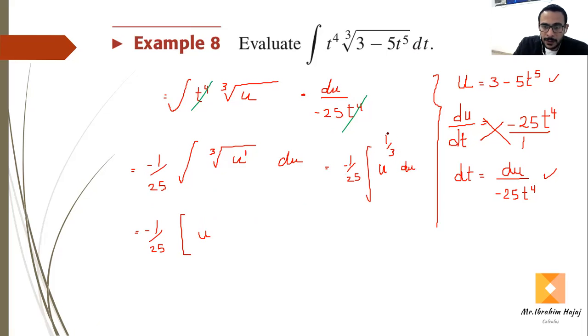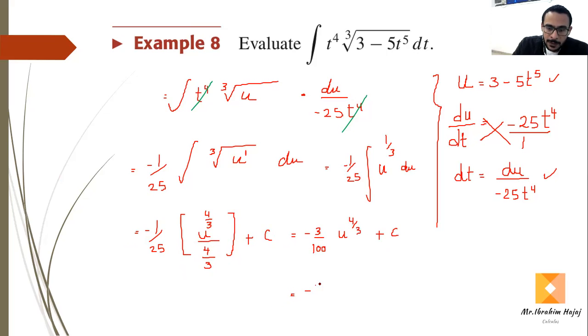Some people finish right away and put 1/3, but no, you have not integrated yet. So 1 over 3 added to 1 gives 4 over 3, and divide by your new exponent, which is 4 over 3, then plus c. Negative 1 over 25 times 1 over 4 over 3. The 3 becomes a numerator, and we explain this, so it's negative 3 over 100 u to the power of 4 over 3 plus c.